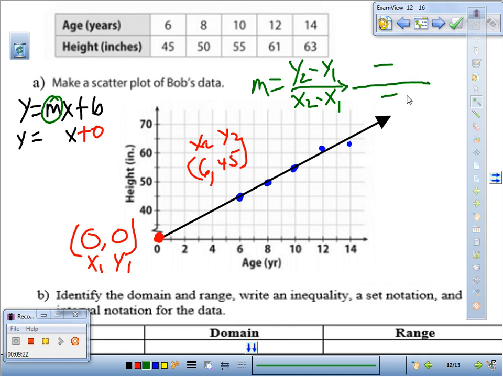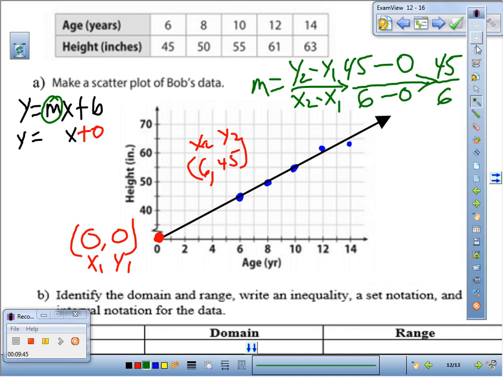Blank, minus, and minus. So what is y sub 1? Y sub 2 is 45. Y sub 1 was 0. X sub 2 was 6. X sub 1 was 0. So my slope was 45 over 6.